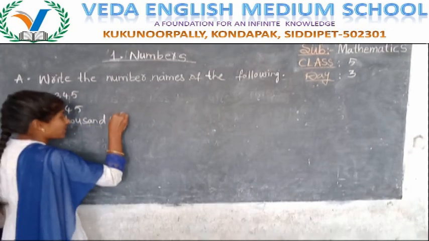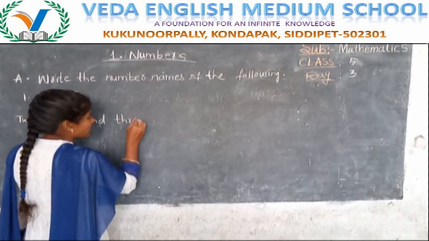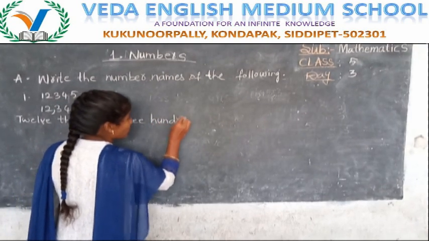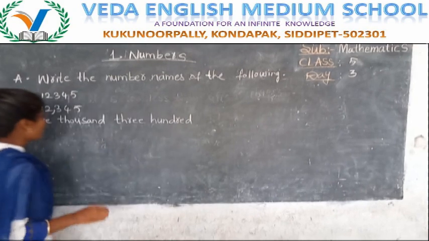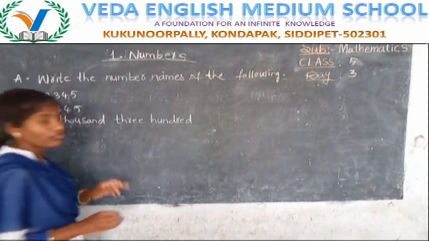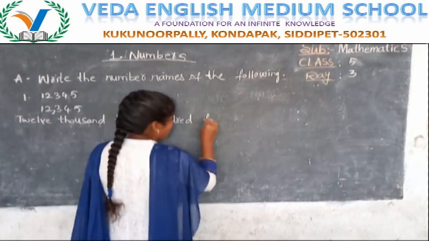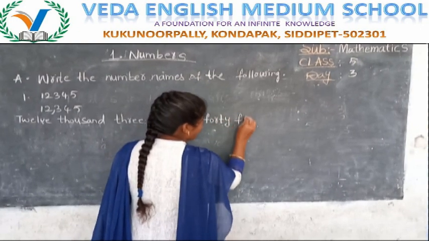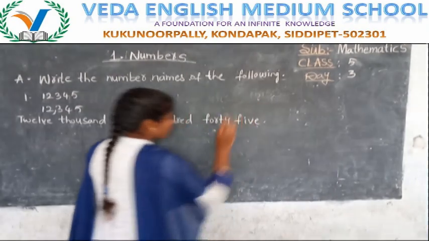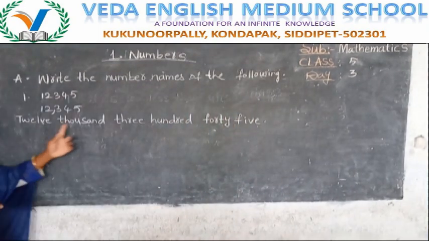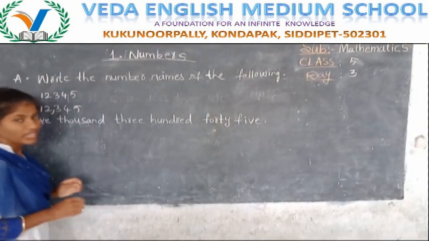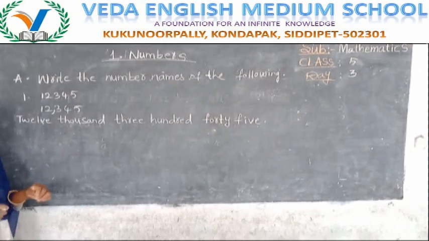345. What is the spelling of 3? THREE, 300. HUNDRED, 100. 45. FORTY, 40. FIVE, 5. Now 12,345. First one has completed.